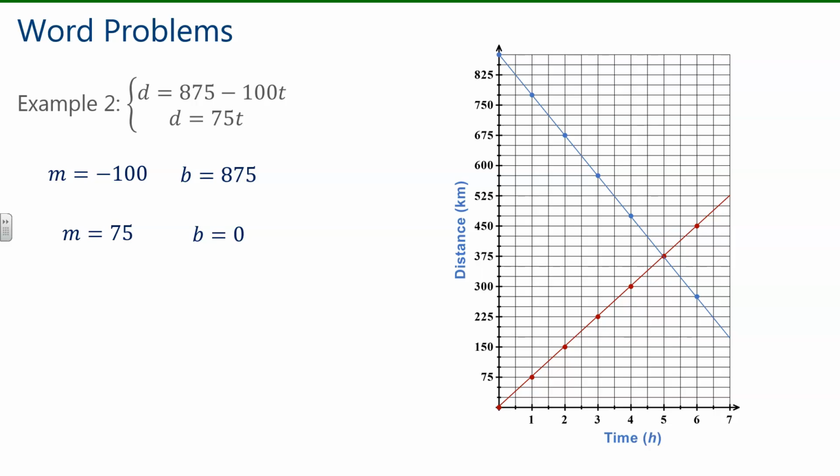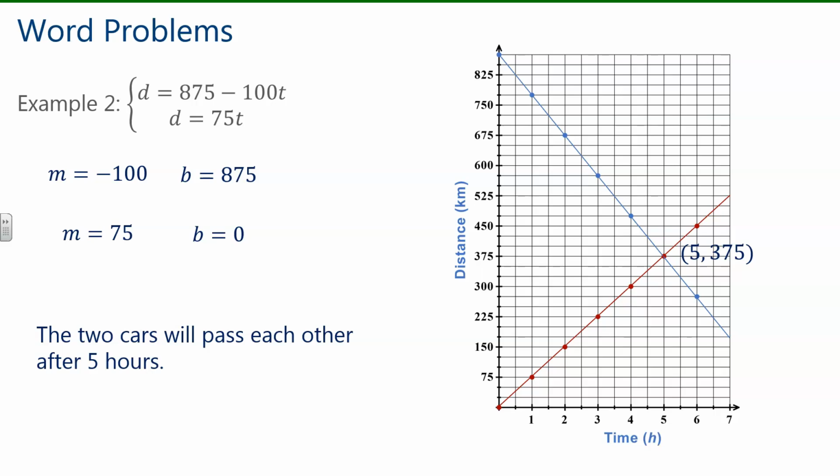So now I note that they intersect right here at (5, 375). Now the question asks for us to determine when the two cars will pass each other. So I note that the 5 corresponds with the time, so that means we can say that the two cars will pass each other after 5 hours.